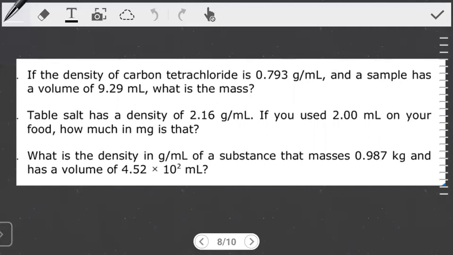In this tutorial, we're going to look at these three questions. They all have to do with density. So we're going to be using the same idea here to work them out. I hope you guys are going to find this tutorial helpful.